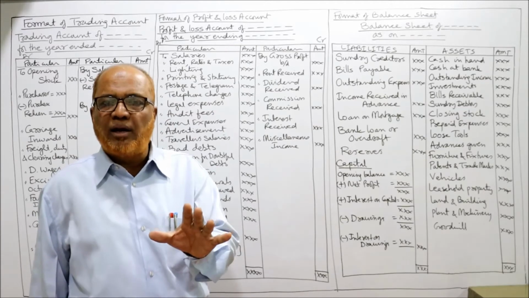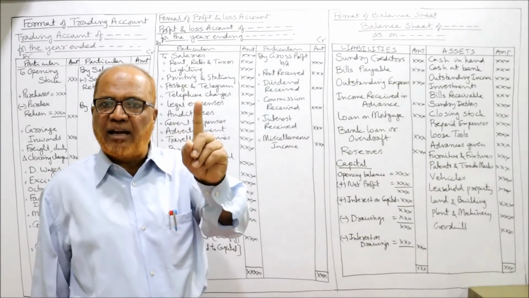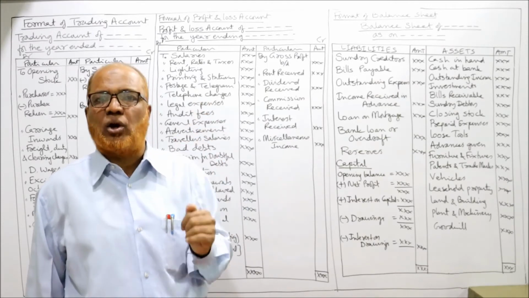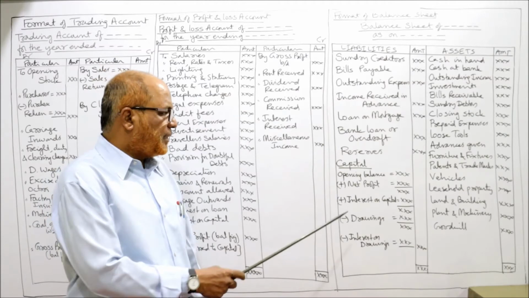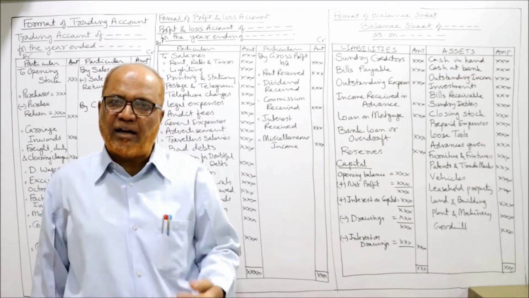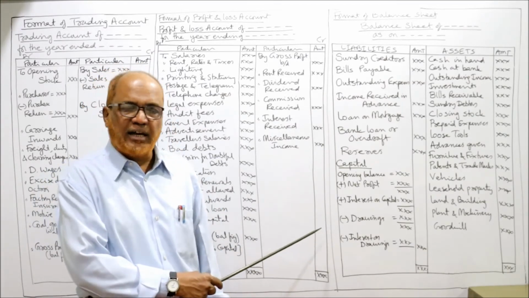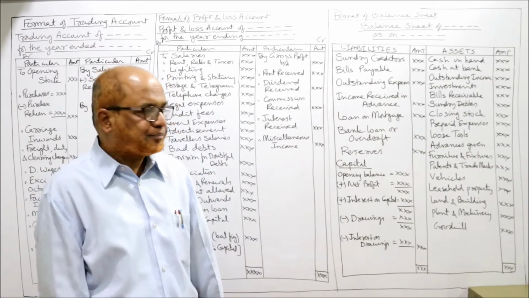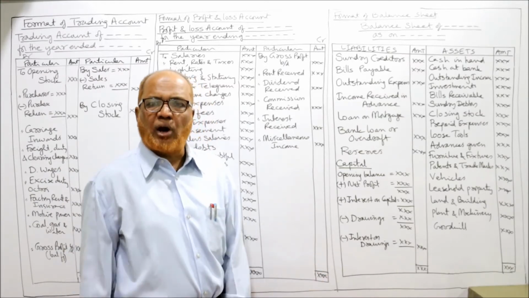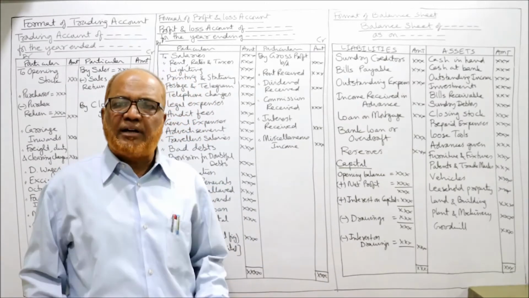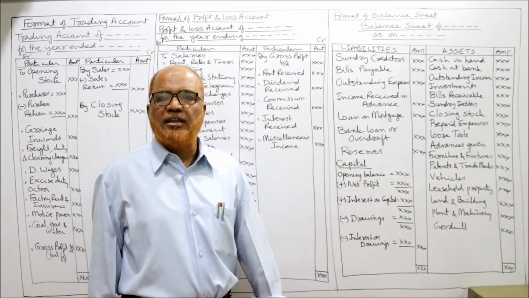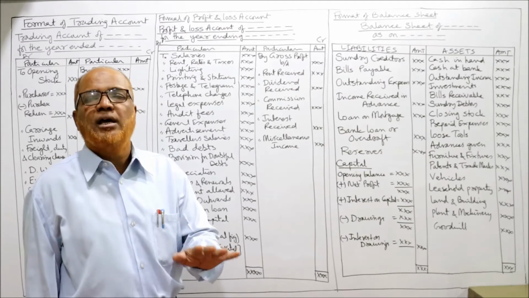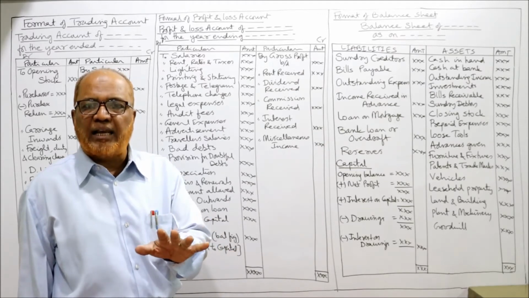So remember this rule. Take the opening capital, add net profit if there is net profit. If there is net loss, deduct net loss. Then interest on capital will be added. Drawings will be deducted. Interest on drawings will be deducted if there is any, not in every problem. Then we'll take the amount in the outer column. Now, if you have not committed any mistake anywhere, then definitely the total of the liabilities and the assets will be equal. In other words, your balance sheet will tally.